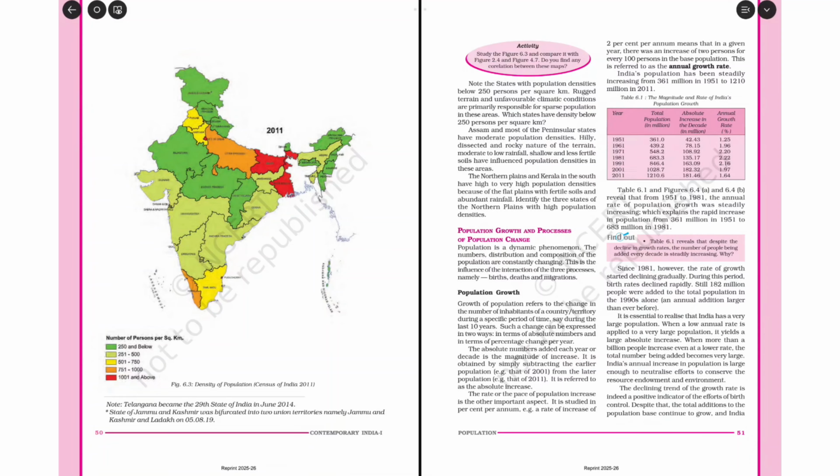Population is a dynamic phenomenon. The numbers, distribution, and composition of the population are constantly changing. This is the influence of the interaction of the 3 processes, namely births, deaths, and migrations. The vocabulary choice right in the beginning is vital. The text calls population a dynamic phenomenon. Dynamic meaning constantly changing, right?